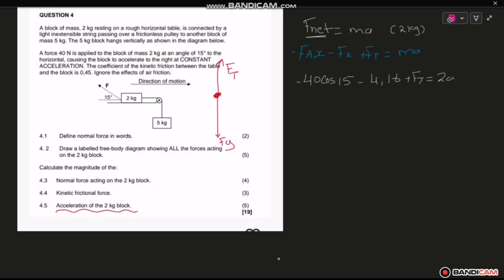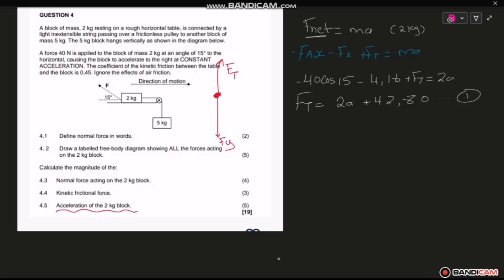Therefore, let's group the like terms and make FT the subject of the formula. I'll use my calculator here, and immediately I will transpose whatever answer we get to the right. It's going to be 2A plus 42.80. This is our first equation using object number 2. Therefore, let's also use the 5 kg block so that we can have equation 2 and solve simultaneously.